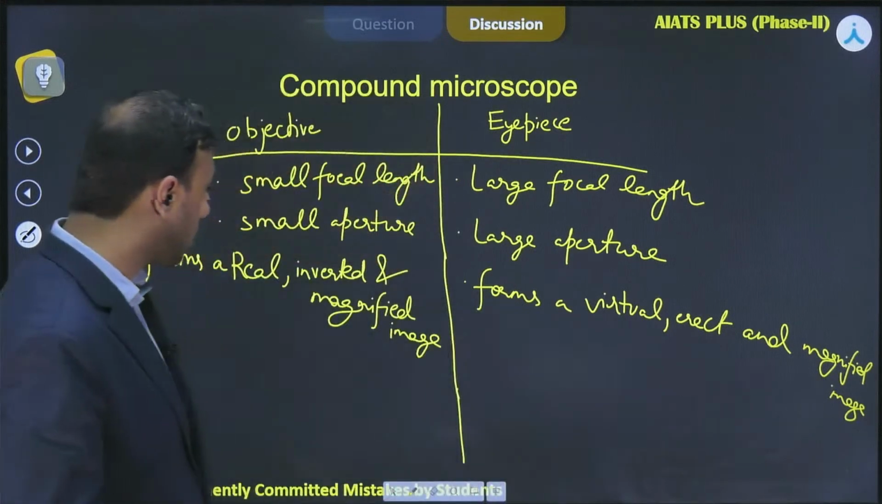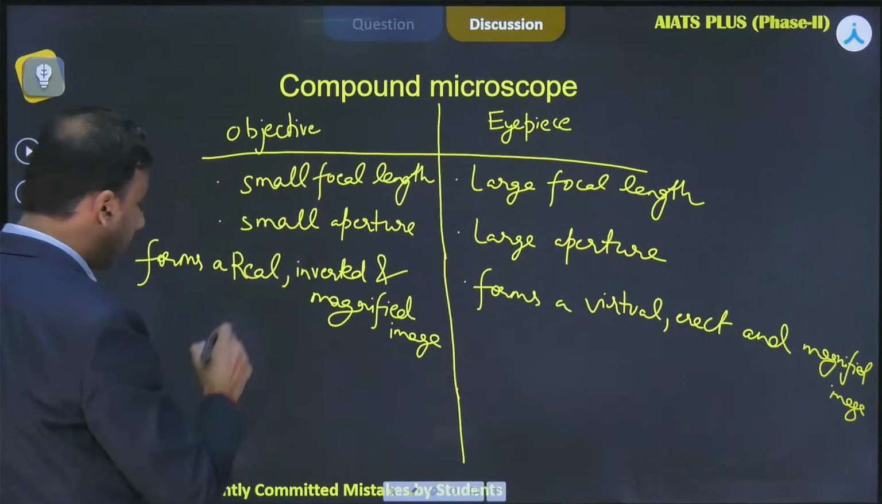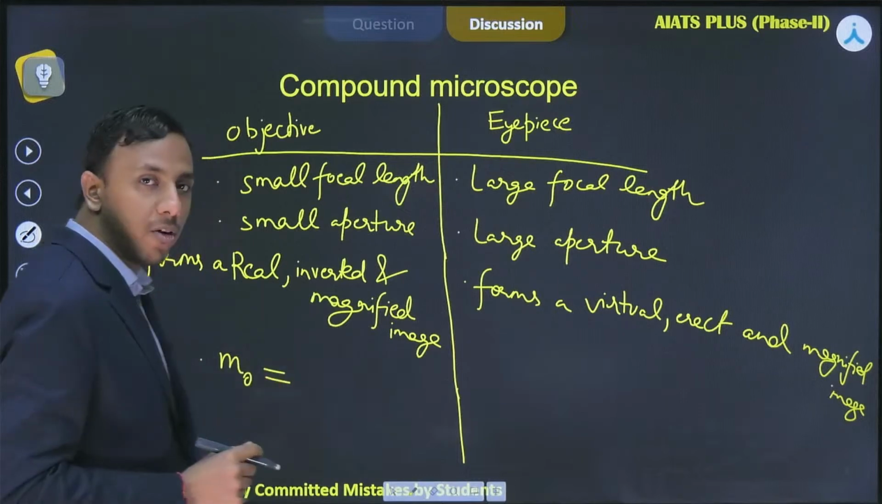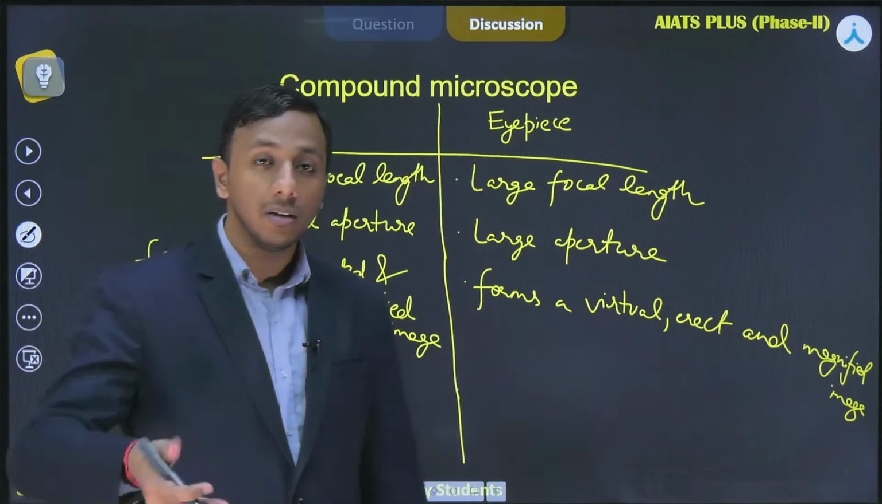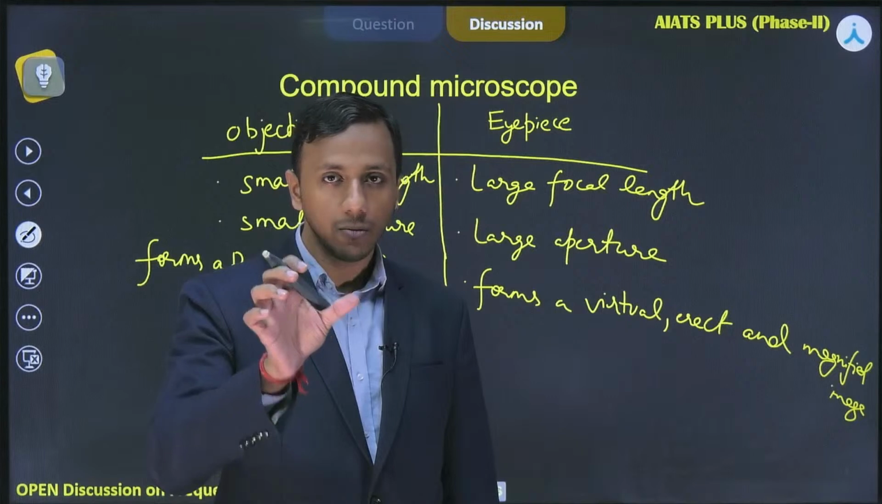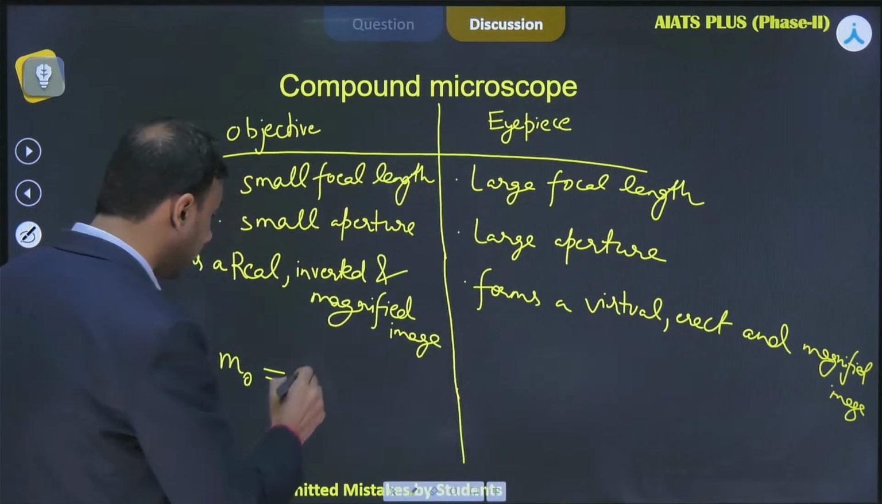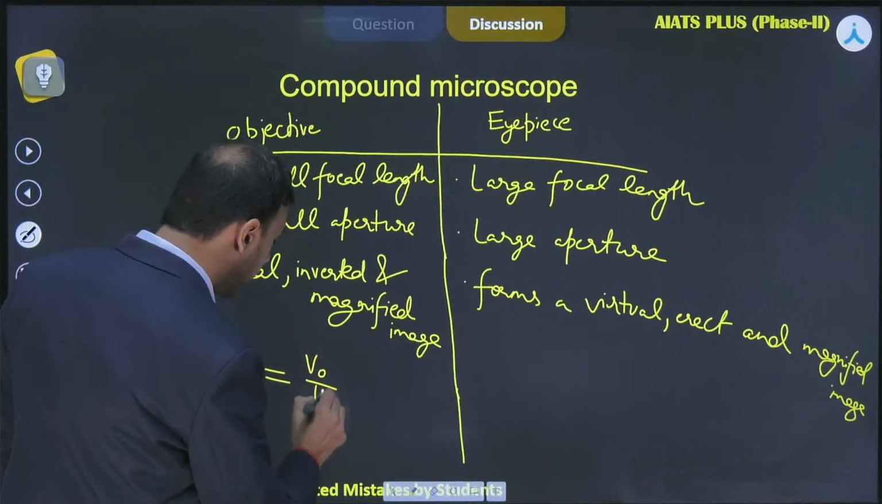Since we are speaking of magnification, what is the formula for magnification of this objective lens? The same formula we will use for any convex lens, which is the distance of the image upon the distance of the object, using sign convention. So we can express it like this: V naught by U naught.